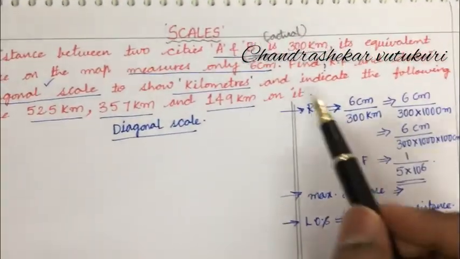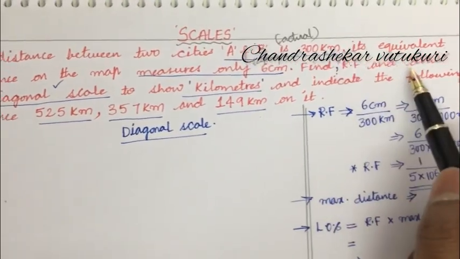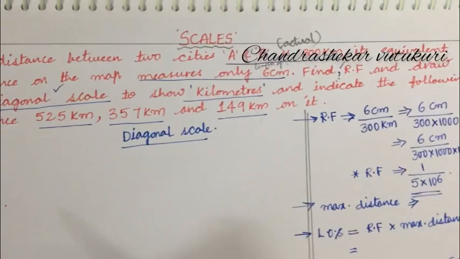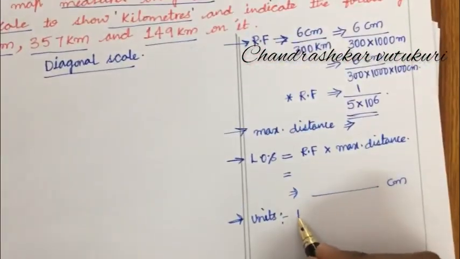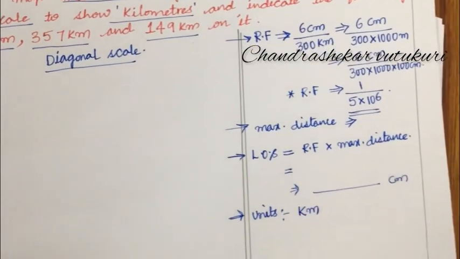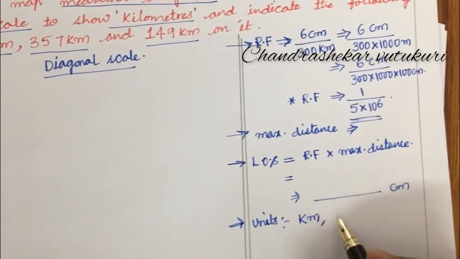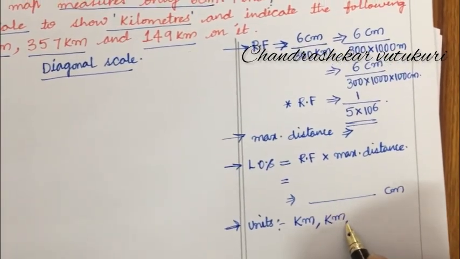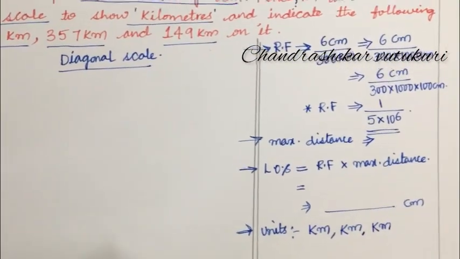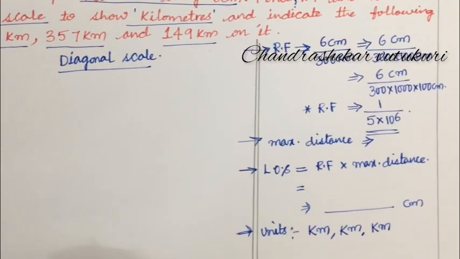If we look here, find RF, we are done with that, and draw a diagonal scale. We came to know that it is to show kilometers. The unit is only kilometer here, dear students. That means the primary unit, the main unit, is a kilometer, the subunit is also a kilometer, and the third unit is also a kilometer. This is how you need to work it out.